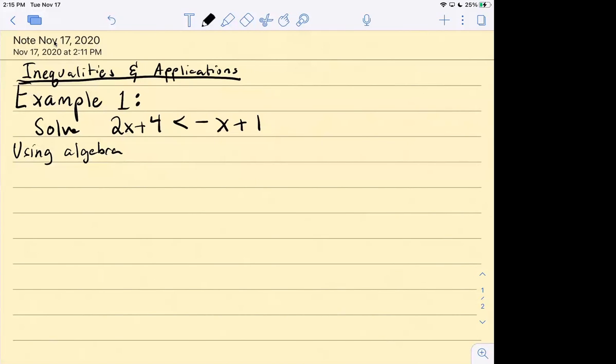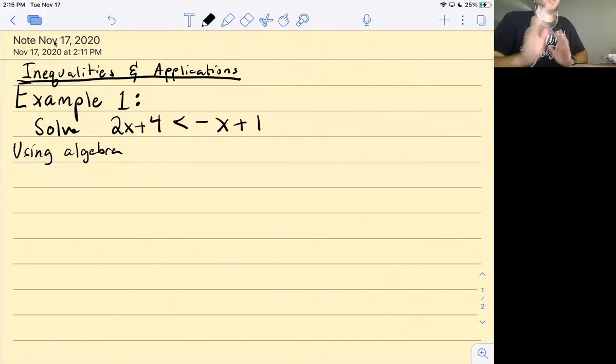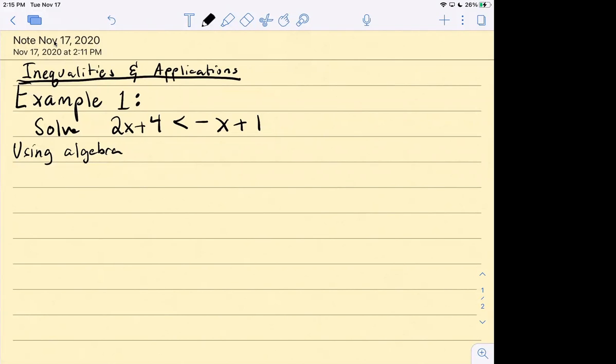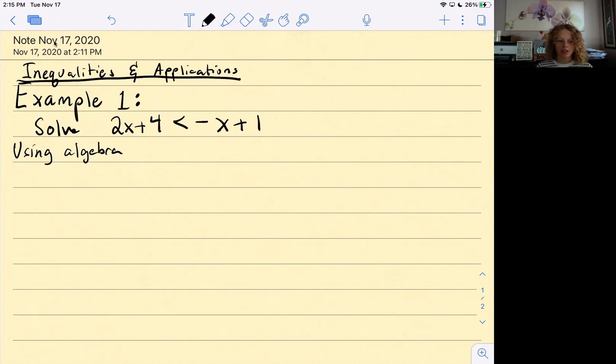Get x onto one side. Perfect. And what's the only difference between solving an inequality and a regular equation? What's the only thing you have to be careful with? The greater than or less than sign. Uh-huh. Like when you divide by a negative, it changes.